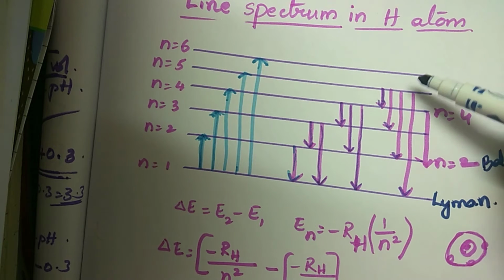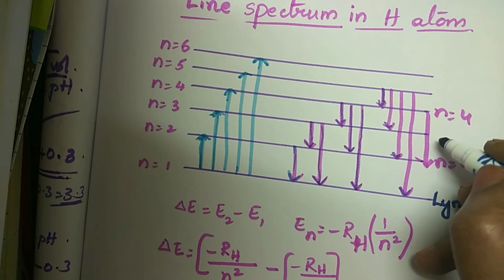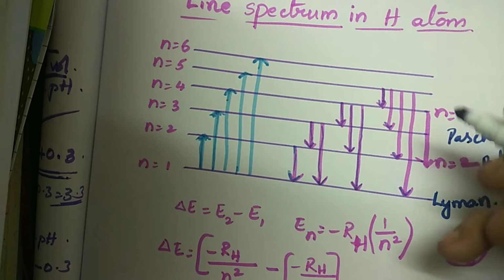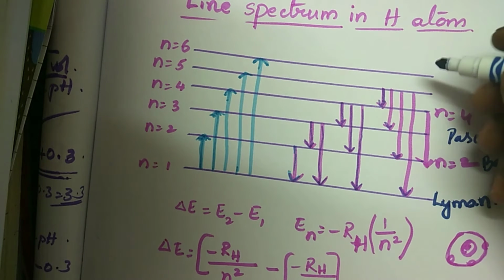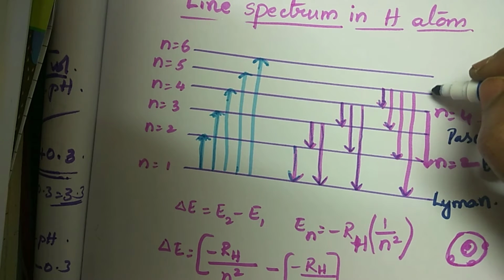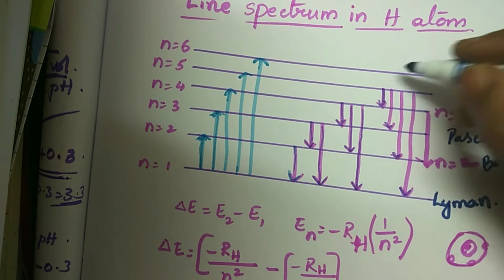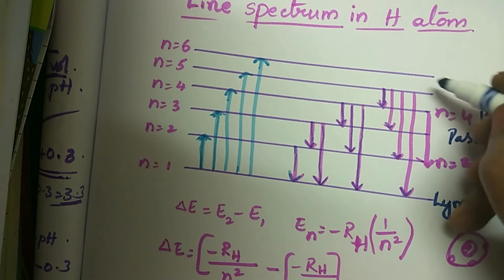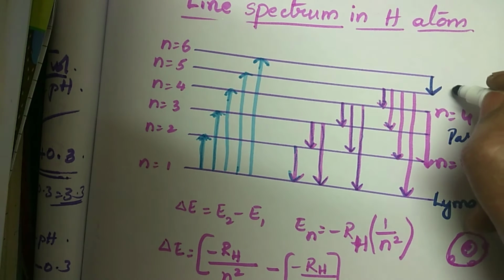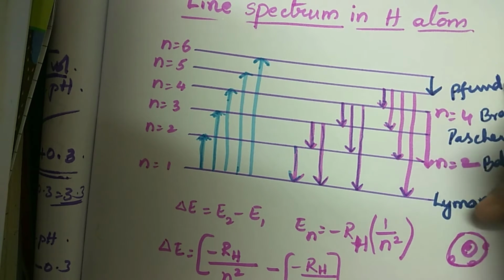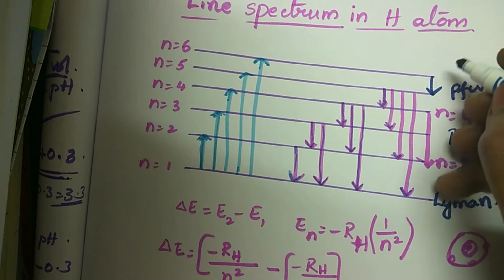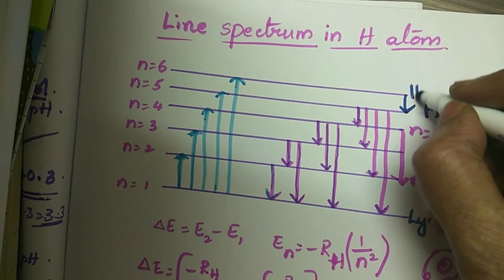If the excited electron comes to the third principal quantum number, it is known as Paschen series. If the electron comes to the fourth principal quantum number from fifth or sixth, it is known as Brackett series. If the electron comes from 6th to 5th principal quantum number, it is called Pfund series. If the electron comes back from higher energy level to the 6th principal quantum number, it is called Humphrey series.